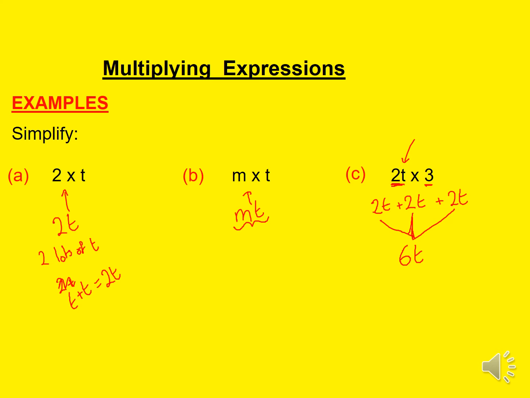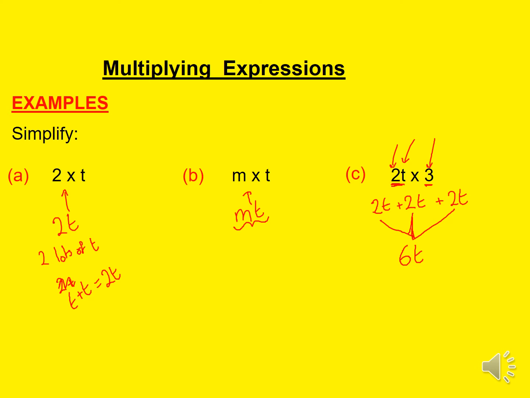Well done if you worked that out. We've got 2t times 3 equals 6t. So what we've done is we've timesed the numbers together. So we've done 2 times 3 lots of t. So when we have ones like this, we can times the numbers together and then times the letters.